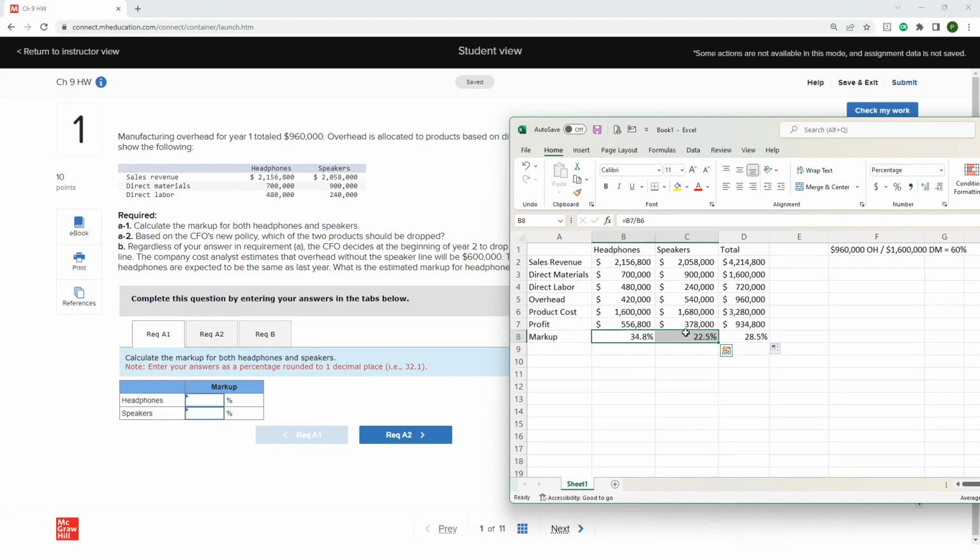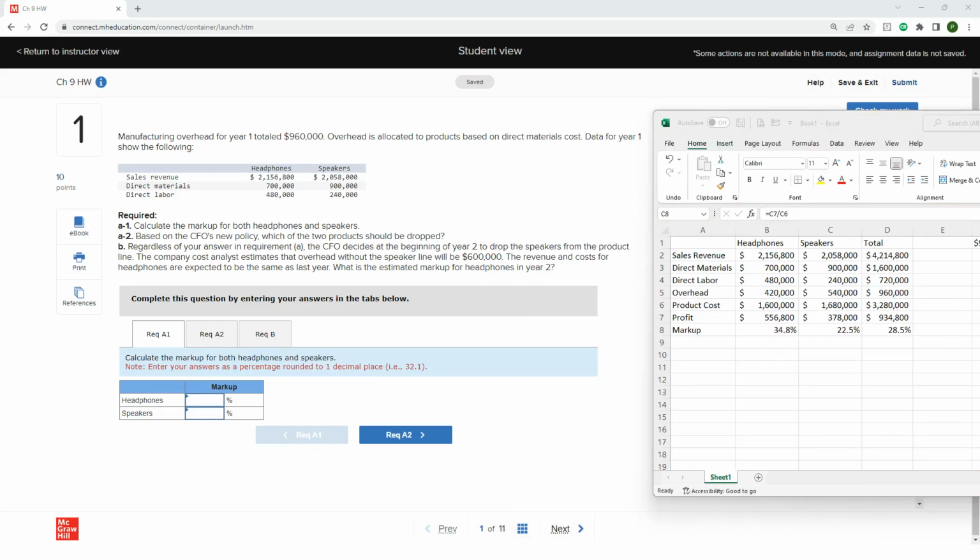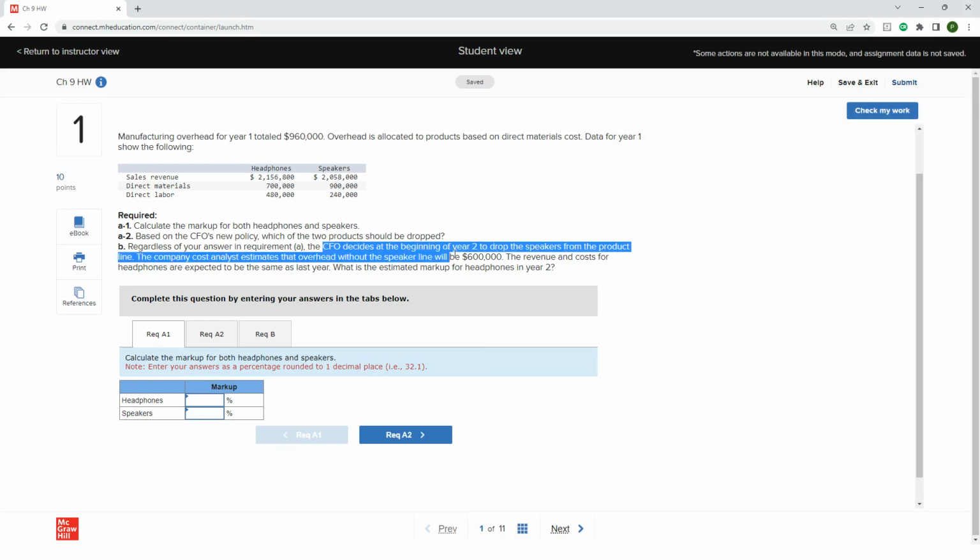Part A2 says which of the two products should be dropped, and so the answer to that is the speaker line, because that's under the 25% threshold that the new CEO wants. And then for part C, it says, regardless of the answer in A, the CFO decides to drop the speaker line. And when we drop the speaker line, our overhead goes down, but it doesn't disappear completely. It goes down by $600,000. And so it wants us to calculate the markup for this.